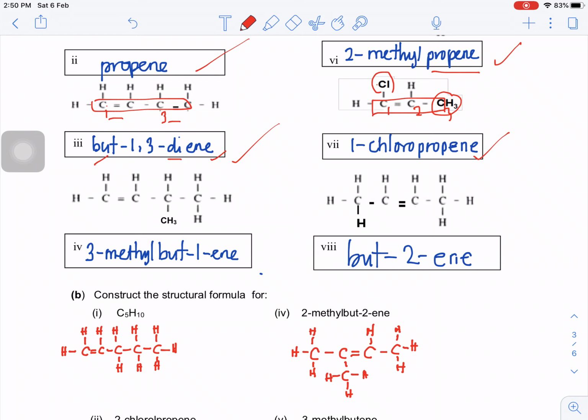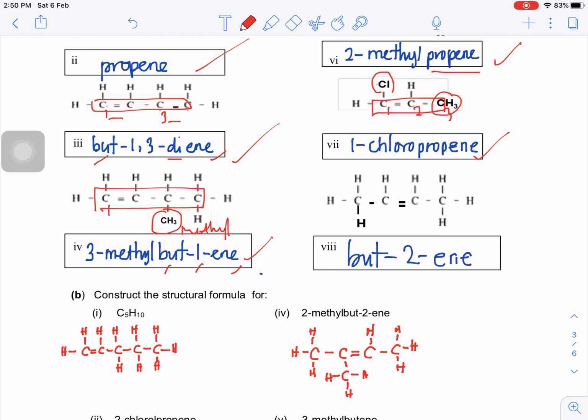Okay, here, the longest chain 4 carbon atom. So, but. This one is carbon number 1. So, but 1-ene, they have carbon-carbon double bond. And this is a branch what we call methyl. So the name is 3-methyl but 1-ene.